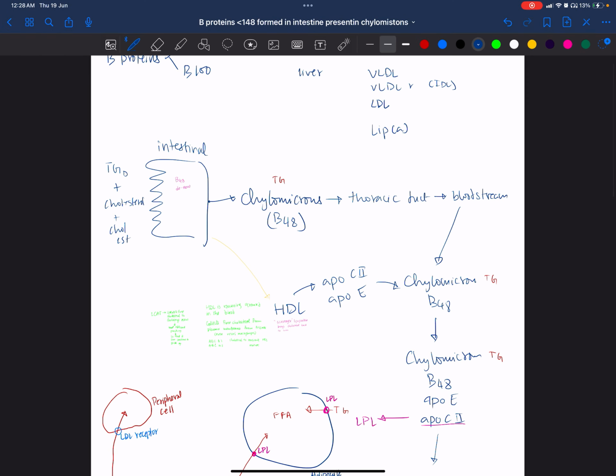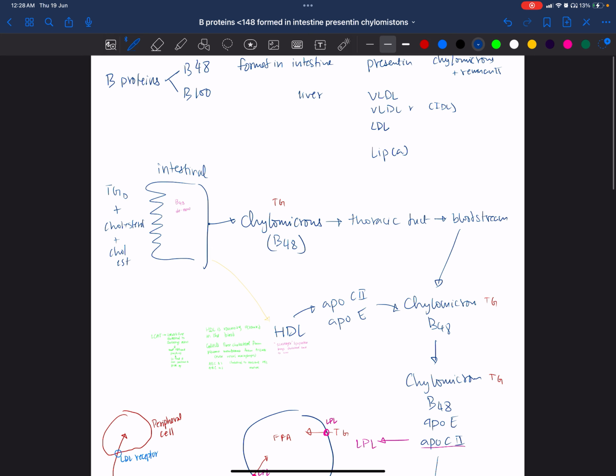Okay, let's talk about lipid transport and the diseases. Let me start out by telling you something about the B proteins. These are apolipoproteins, so lipoproteins. Now, there are two B proteins: B48 and B100. 48 is formed in the intestine, 100 is found in the liver. So 100 liver, 48 intestine. That's how I remember it, if you want to.